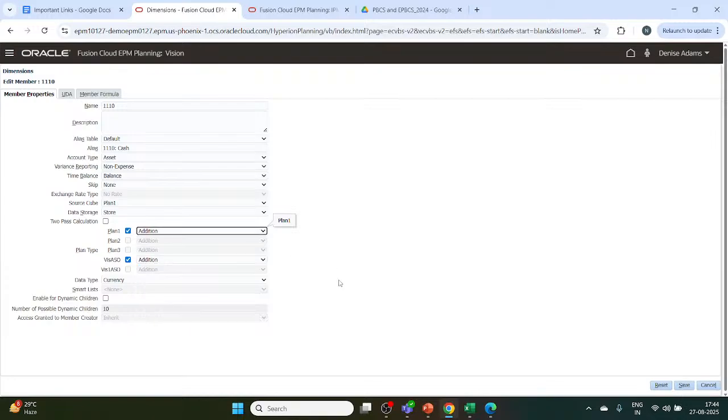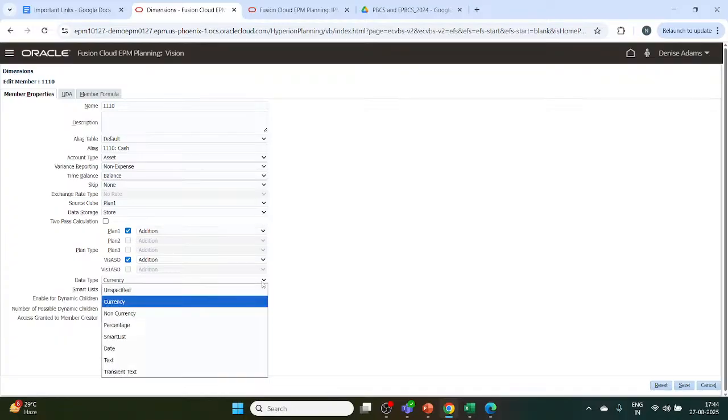So this thing we can choose here. Here the data types are currency, non-currency, percentage, smart list, date, text and transient text. So the data type is different, and which particular data type we choose is totally based on the particular data.